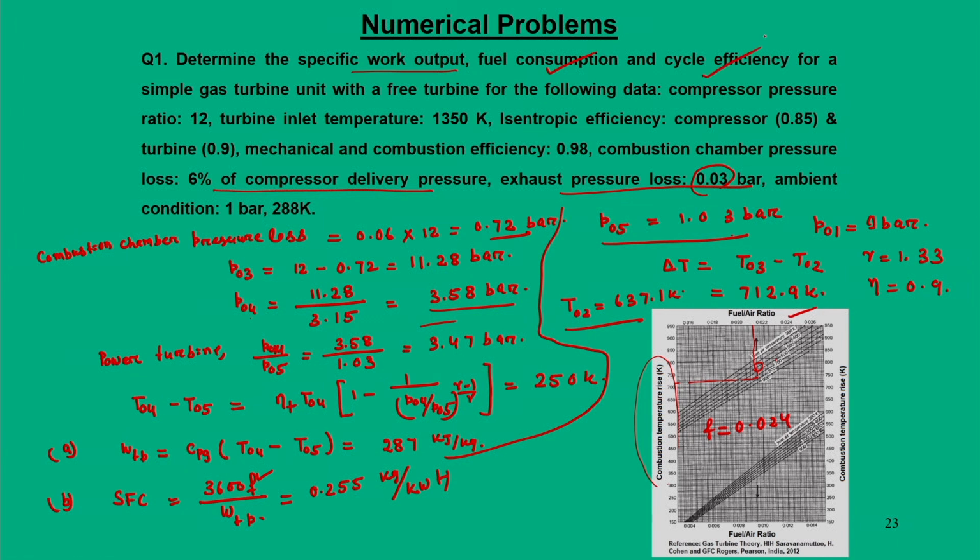The last part is cycle efficiency. Cycle efficiency can be defined as 3600 divided by SFC into Q, where Q is the fuel calorific value. We can say 43 megajoule per kg. This is a realistic number. By putting this, the efficiency can be calculated as 0.32.